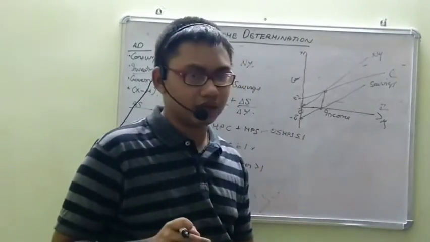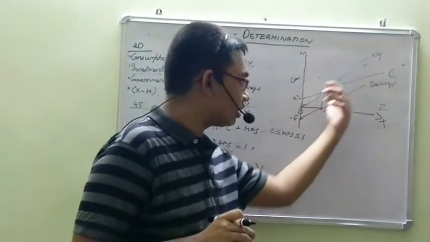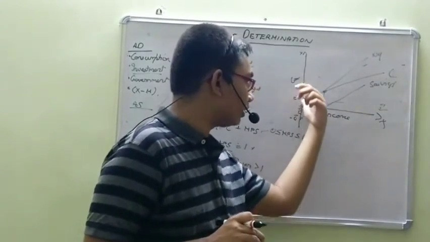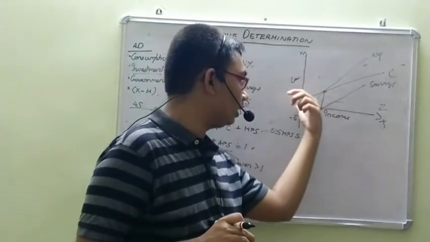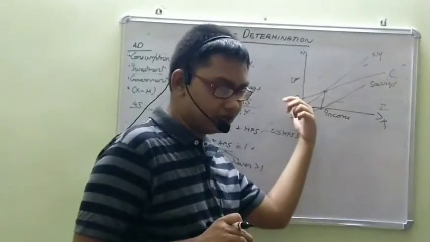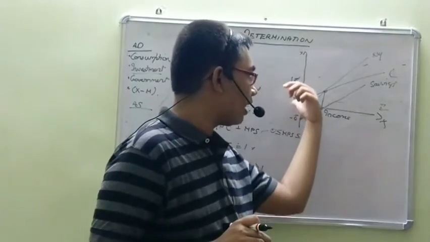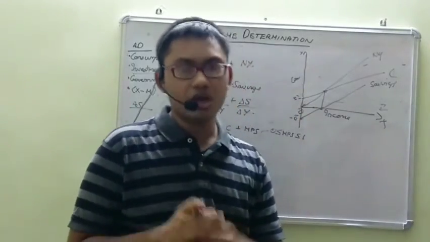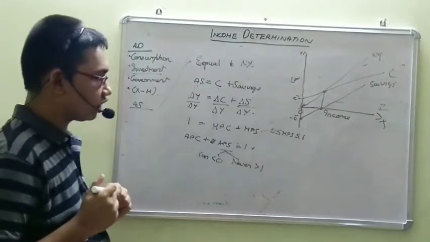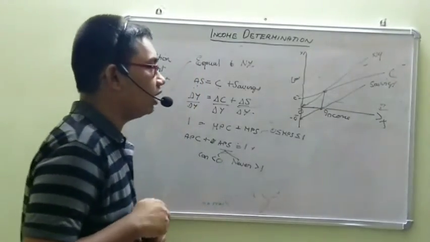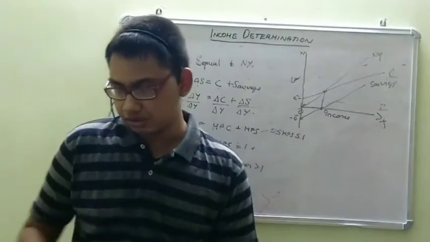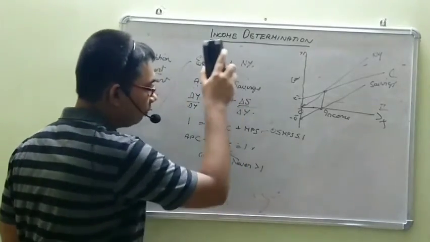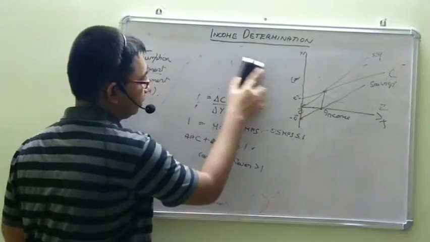The reverse also can be done. When the savings curve is given, savings at 0 level of income will be equal to minus C bar, and consumption will be equal to C bar. And when savings is equal to 0, consumption will be equal to national income. This is how we derive the consumption curve from the savings curve. So this is all about APC, APS and other things.